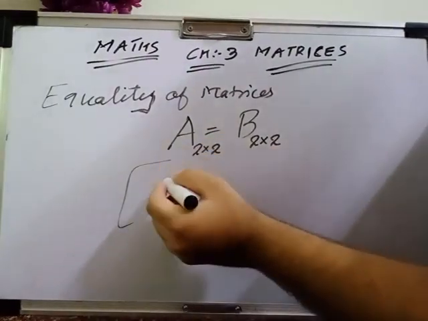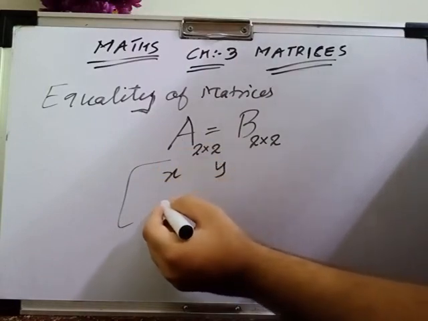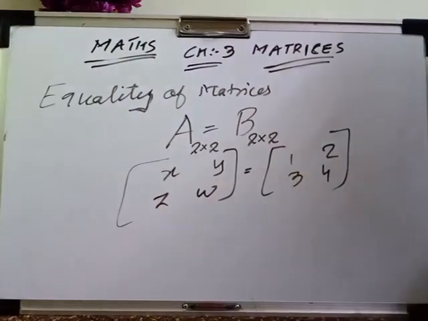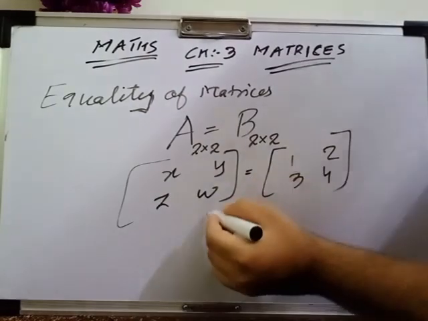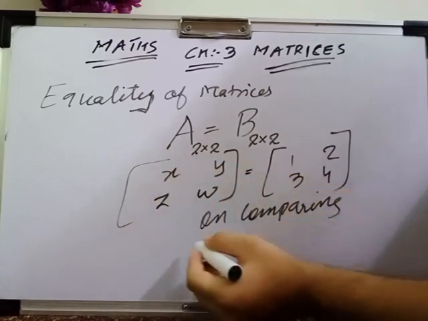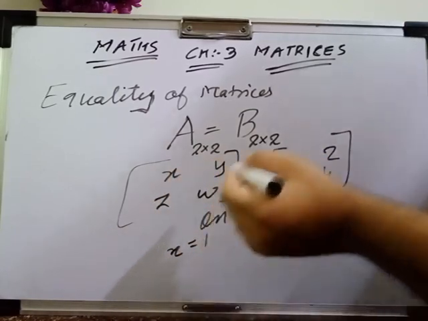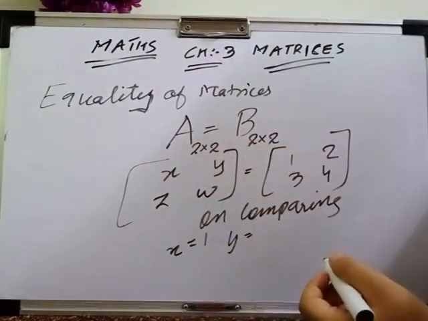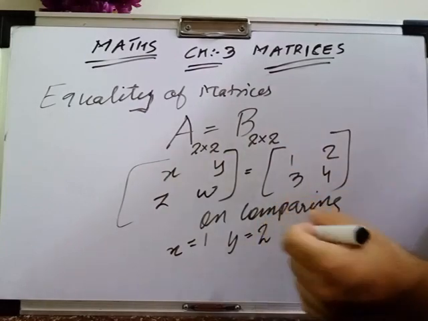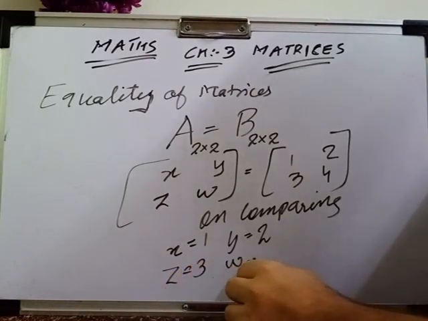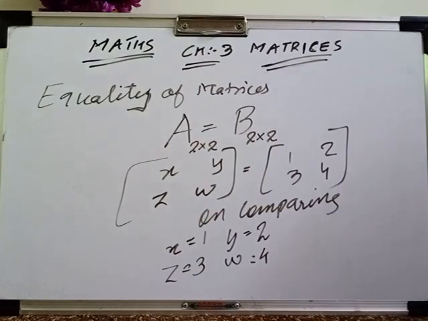So if I take this A matrix as x y z w and this as 1 2 3 4, right? Then on comparing you can take first row first column element equal with first row first column element of the right hand side. Here first row second column element is y, here first row second column element is 2, so y will be equal to 2. Likewise z will be 3 and w will be 4. This is the equality of matrix, right?